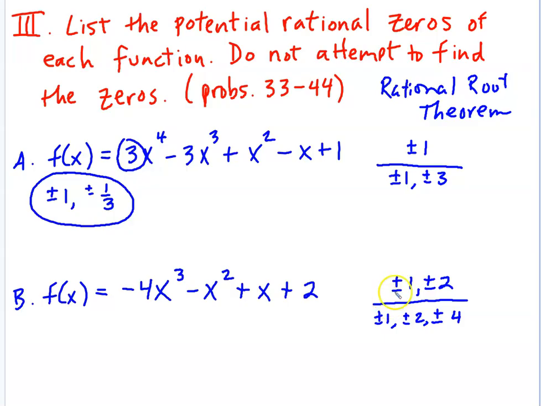Well, you got 1 over 1 plus minus. 2 over 2 is still 1, so we don't have to repeat that. Let's see, we have 2 over 1. See how we got 2 over 1 plus minus.